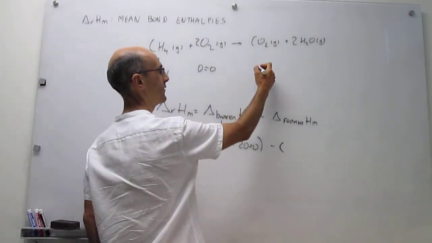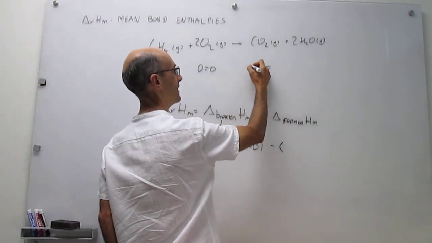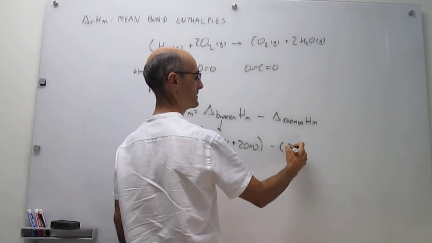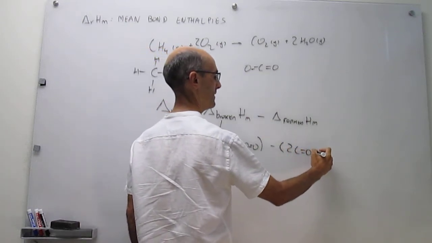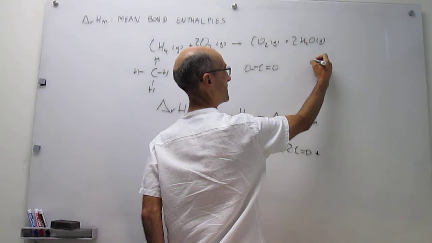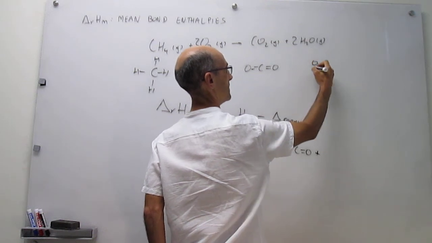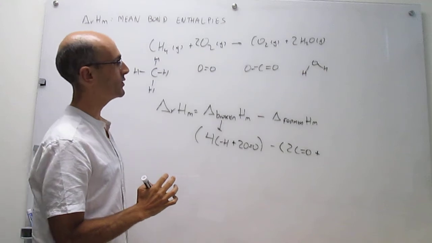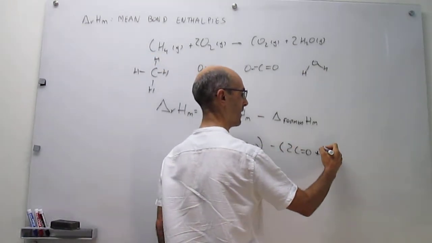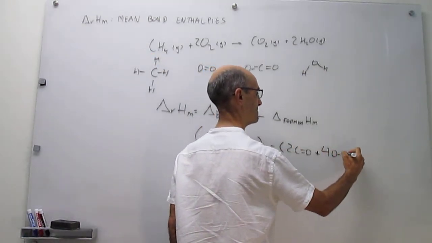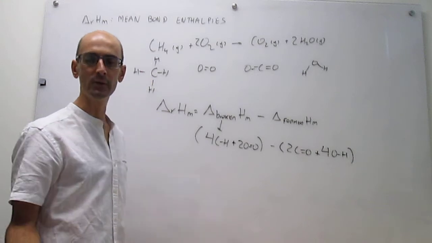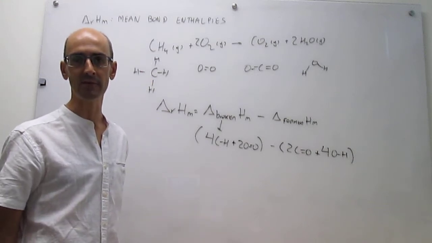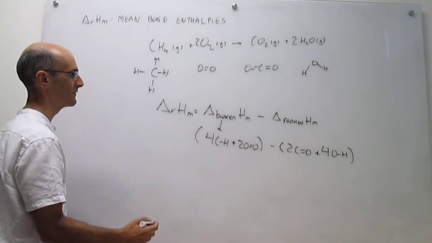And for the bonds that are formed, when you think about CO2, there are 2 CO double bonds, and then you are forming water. There are 2 OH bonds per water, and you have 2 water molecules, so that will be 4 OH bonds. Now you go to the tables and look at what the values for the enthalpies of these bonds are, and then you'll solve the problem, right?